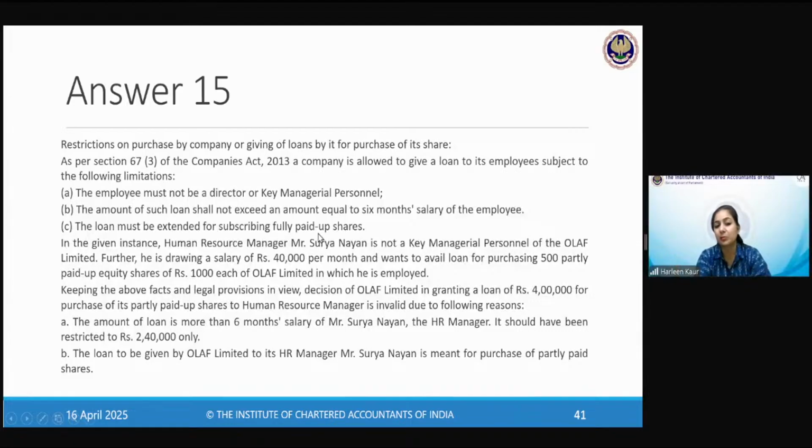So the loan should be for subscribing fully paid up shares. In this case, he is not a KMP; he is drawing a salary. Keeping the above facts and legal provisions in mind, he is granting a loan of 4 lakh and it is for partly paid up shares. Therefore, it is invalid. Why? Because it is more than 6 months of the salary and the loan being given is meant for the purchase of partly paid up shares. It is not for fully paid up shares.